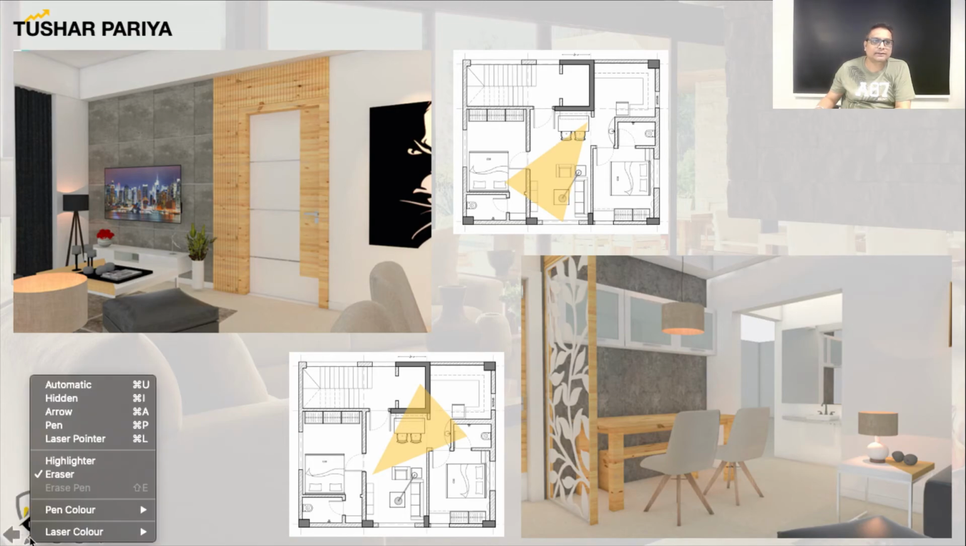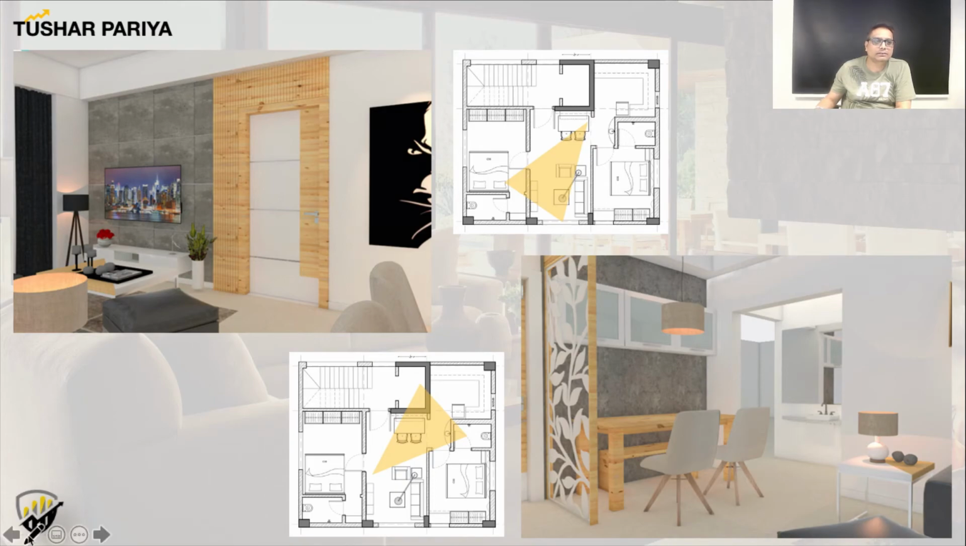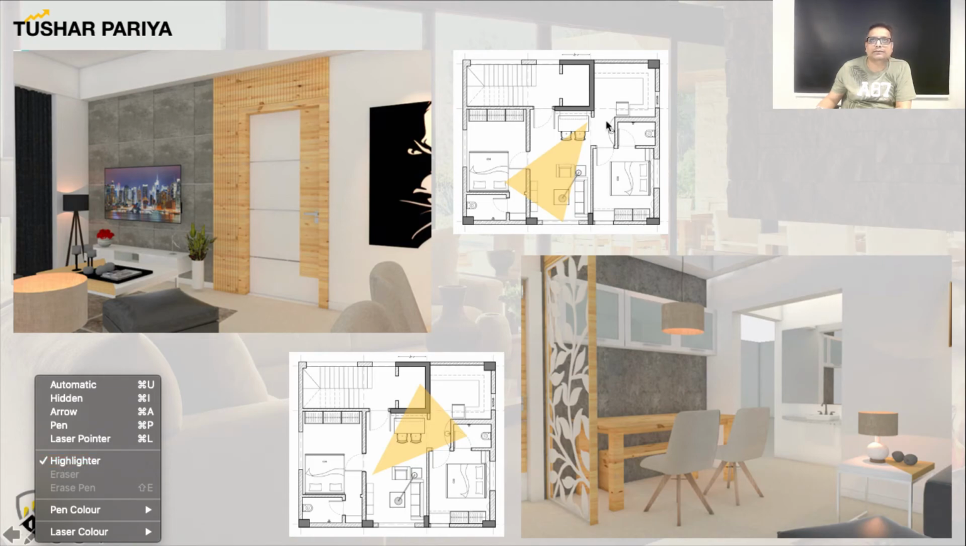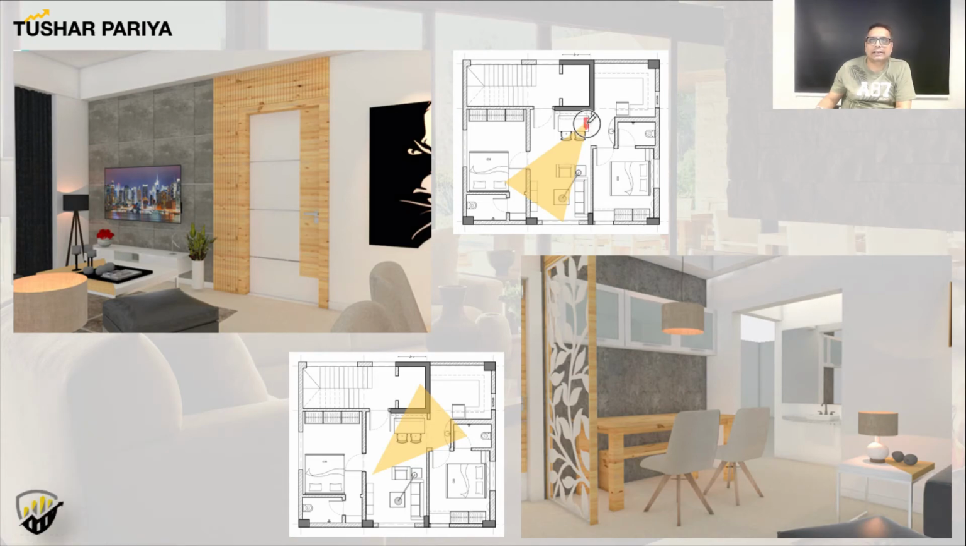Let's say a person is standing here. Pen is not working. We'll use red. Highlighter. Okay, fine. So if the person is standing here, this is the cone of view.